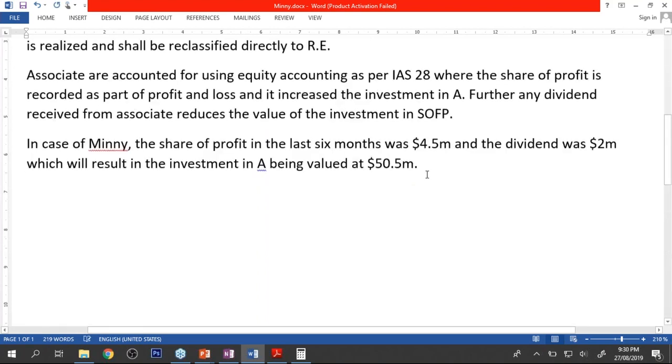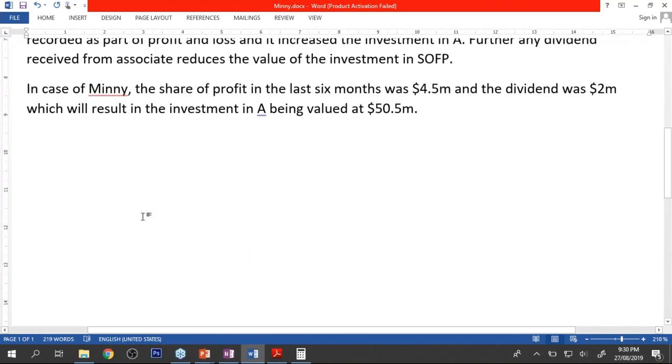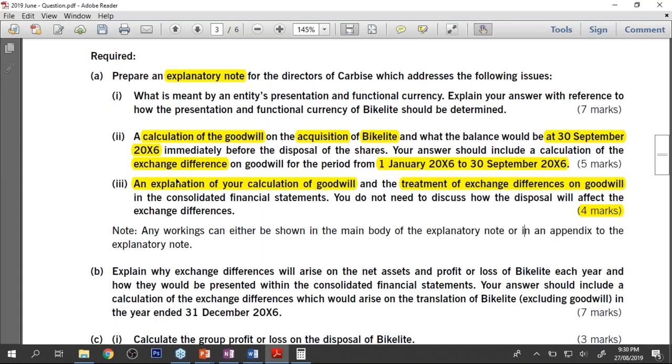Okay, so let's write it down. And we are writing the question of Carbies now, and it's part A2. So let's read the question. Before starting, it was asking the explanation of how to calculate the goodwill.